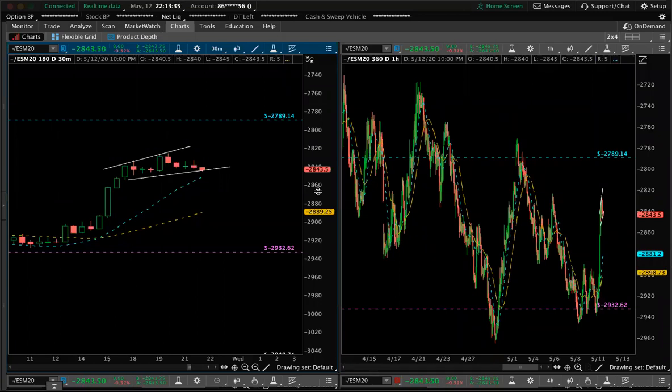RSI, not a big fan. I don't really care about RSI. Those are penny stock days. When the 14 crosses up, it's bullish above 30, and vice versa.